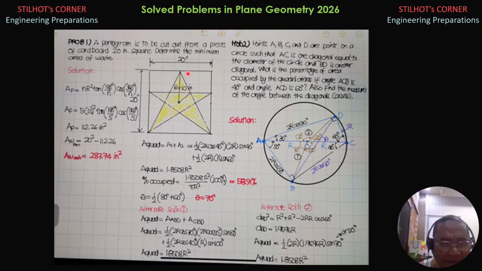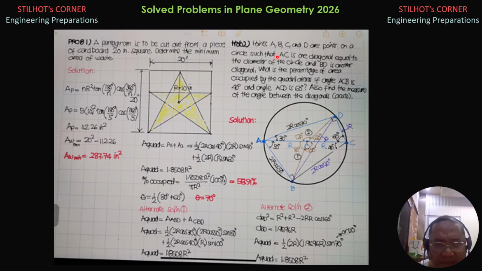Then the minimum area of the waste would be, with the pentagram, the corners should be coincident with the bottom corners and the sides and the top side. So it is 287.74 square inches.